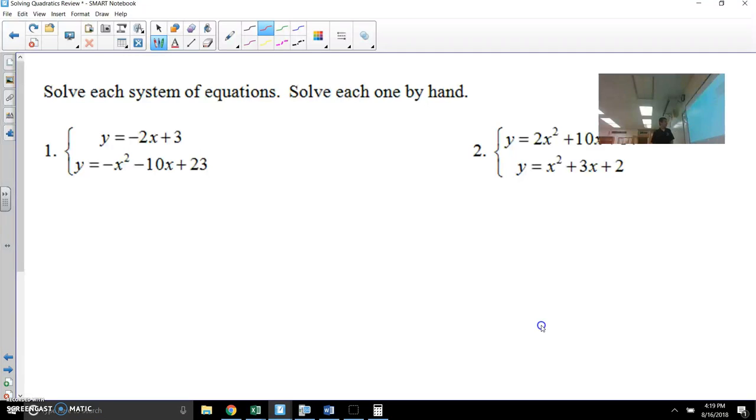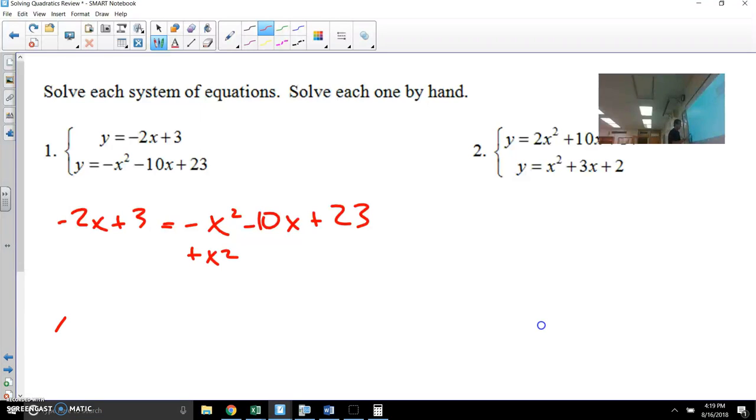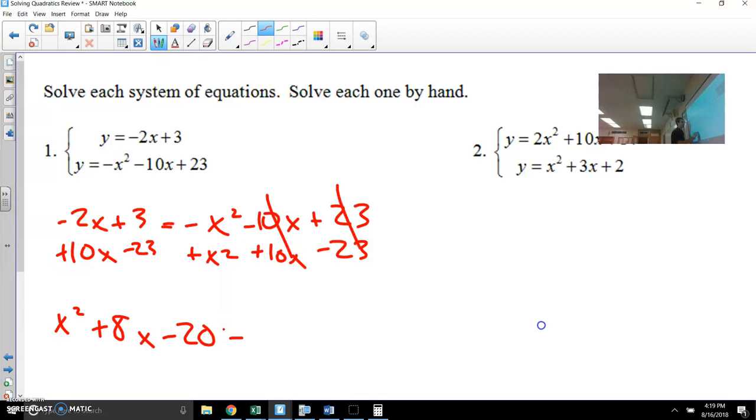Number 1 and 2, we're going to start by setting them equal to each other. Okay. I'm going to try to get everything on one side, and I really like getting this one to be positive. Okay, so that doesn't have a turn. Let's add 10x over here. That's giving you 8x. Let's subtract 23, and that gives you negative 20. And so we want to probably think about factoring for that.